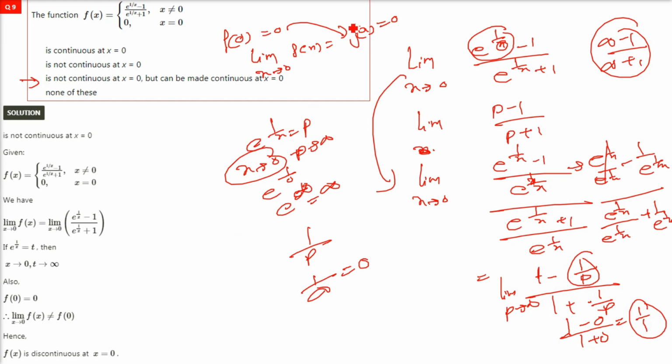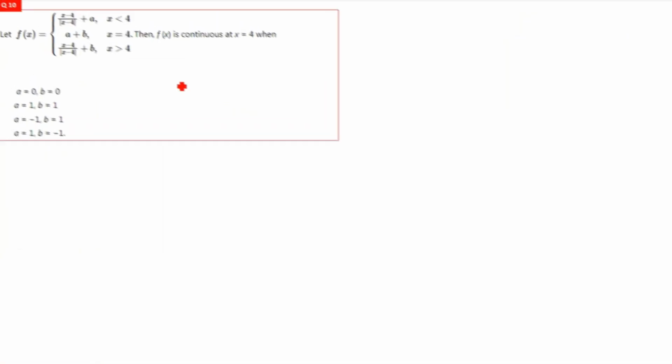But this 1 is when x is not equal to 0, and you get 0 when x is equal to 0. So 1 is not equal to 0, so it is not continuous. I indicated earlier that it may not be continuous, or it may be made continuous. That is not the case. It is not continuous. That is the answer.